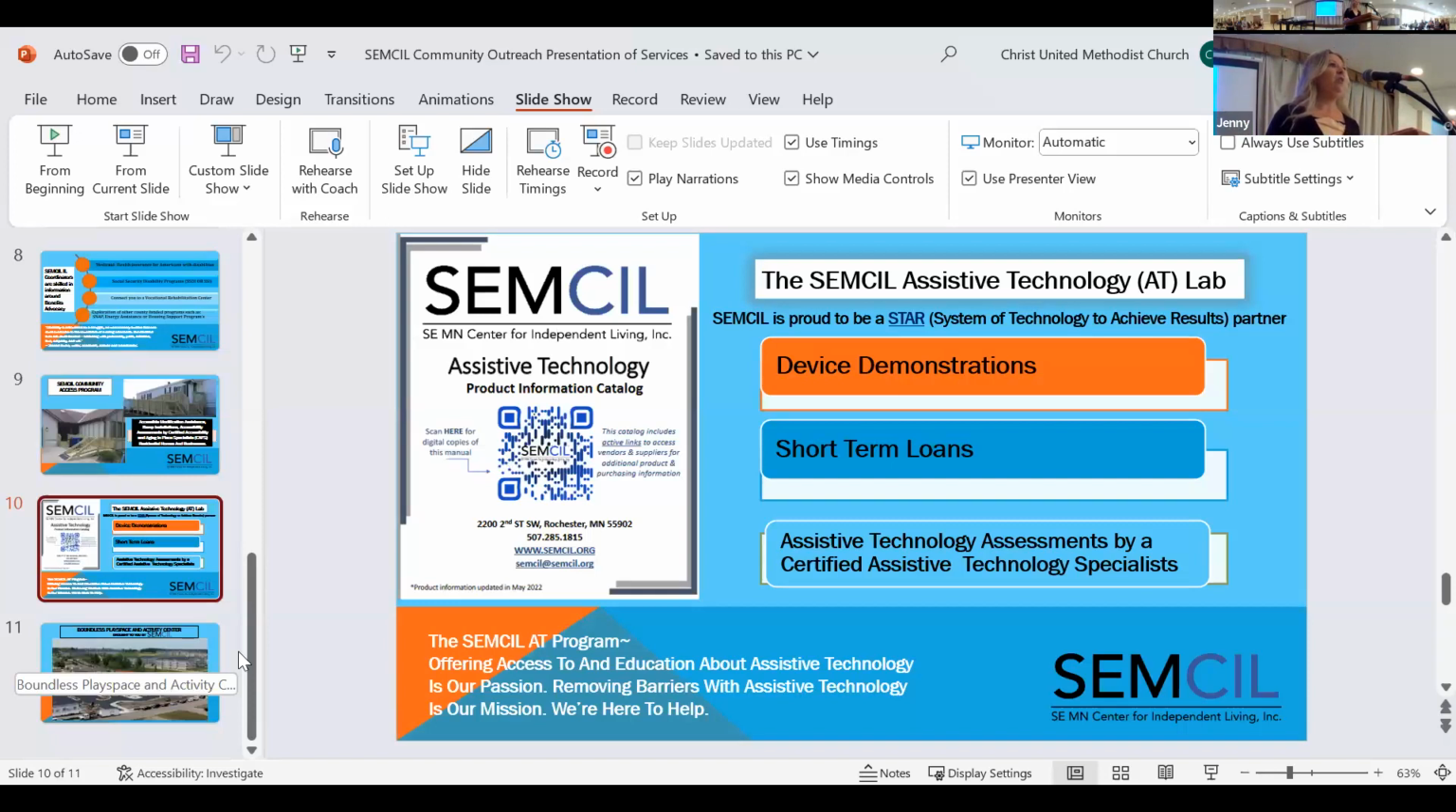We also have a relationship with the Minnesota STAR program, who serves the entire state of Minnesota. So if we don't have a device that you might be looking for, we can source it from Minnesota STAR program. So you can loan it out. We get it to SEMCIL, you loan it out 45 days, see if it works for you. And then you bring it back to us, and then we can discuss how we can help from there. We can help you source it from somewhere. If there's a grant program that might help purchase that, we can help navigate that whole process as well.